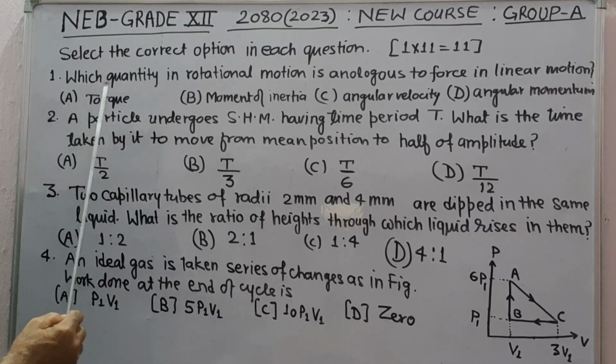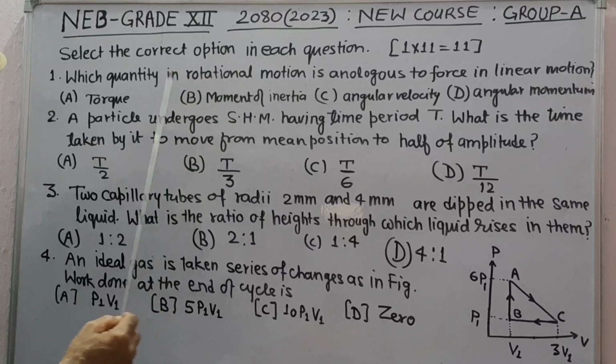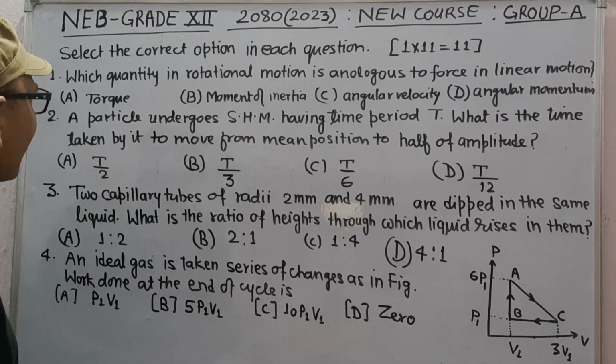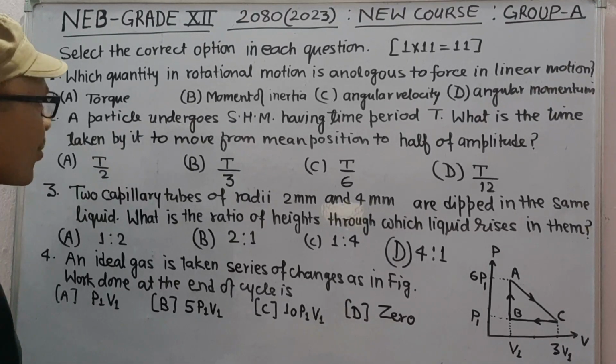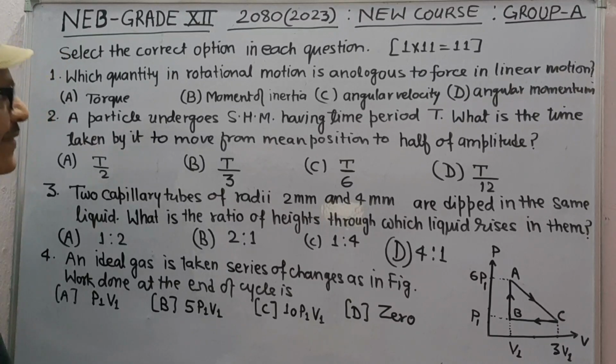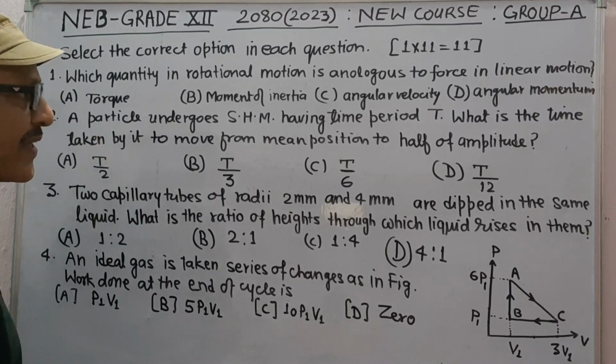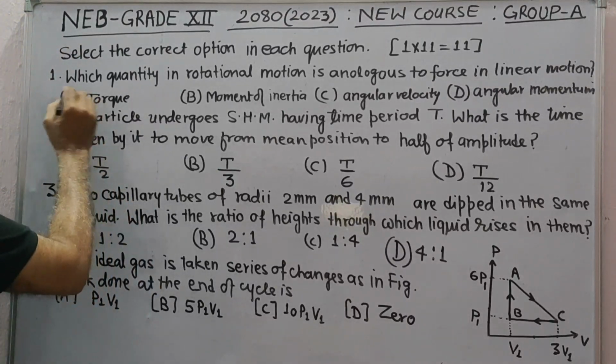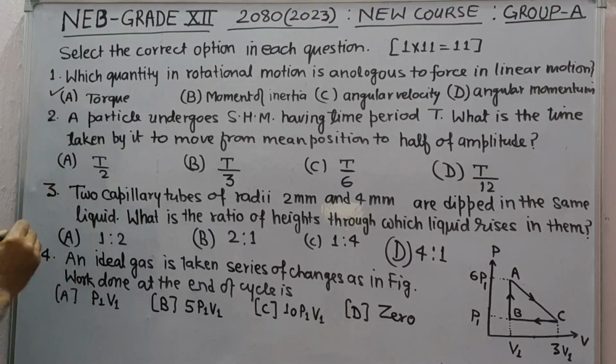First question is, which quantity in rotational motion is analogous to force in linear motion? We know that in rotational motion, torque is analogous to force in linear motion. That is, the correct option will be A.